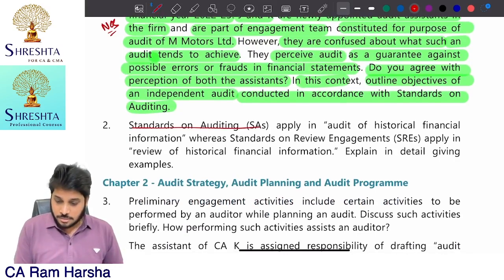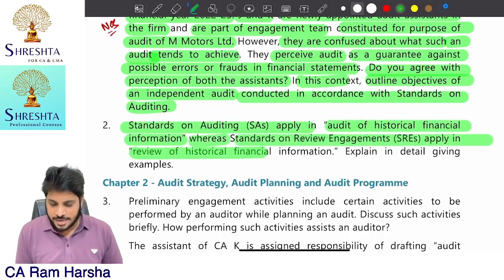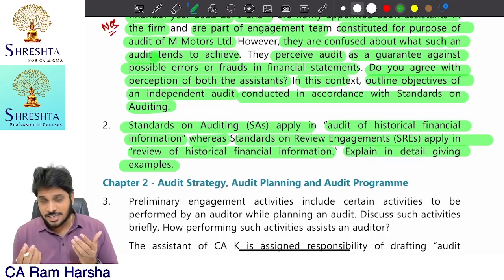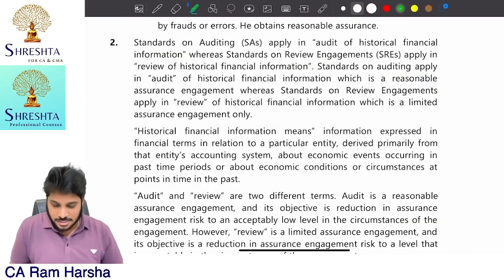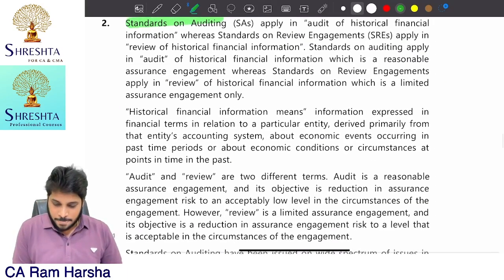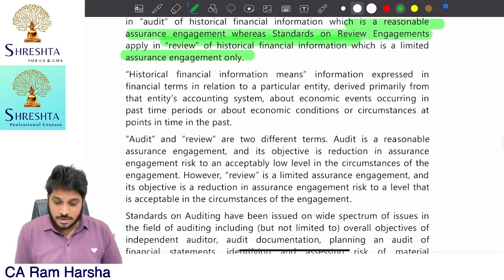Standards on auditing apply in respect of audit of historical financial information, whereas standards on review engagements apply in review of historical financial information. Explain in detail. Absolutely, they're right. So they're asking us to explain what standards on auditing are and what standards on review are, and to give examples. It is from the Nature, Objective, Scope of audit chapter only. Mention that it's a reasonable assurance engagement, whereas in a review we only give limited assurance.